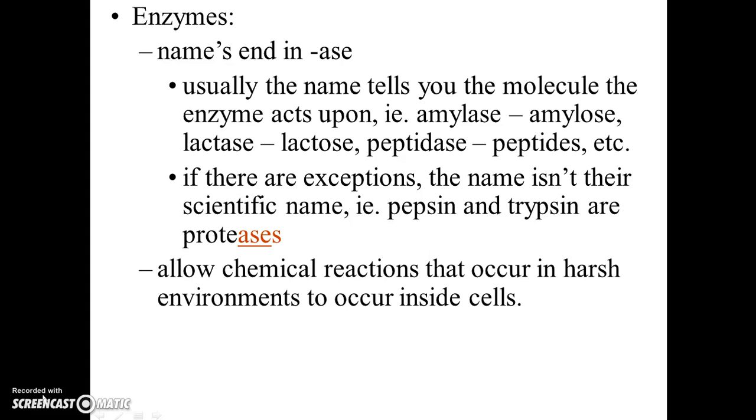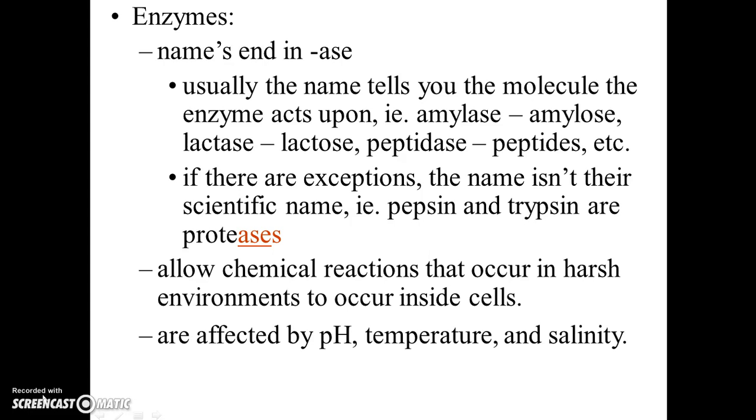Enzymes allow chemical reactions that normally occur in harsh environments to occur inside cells. As we know, our bodies are not harsh environments, so enzymes allow those types of reactions to occur inside of our bodies. Enzymes are affected by pH, temperature, and salinity. Everybody should know by now that pH is whether something is an acid or a base, and salinity has to do with the salt concentration.